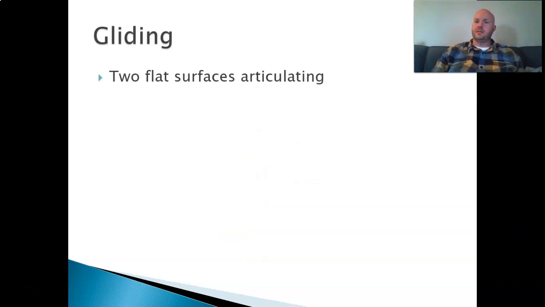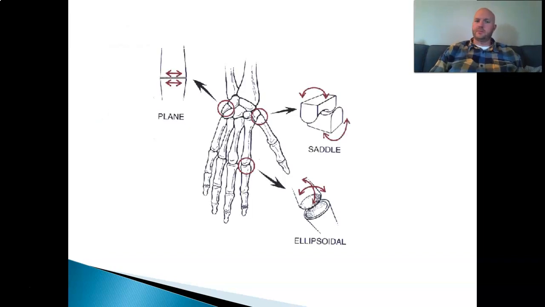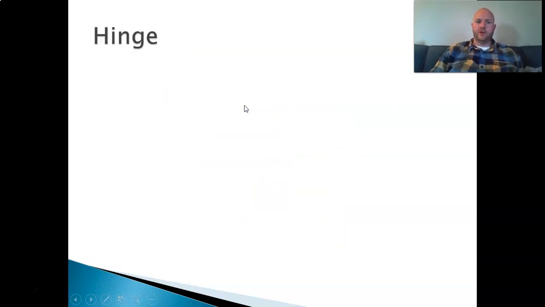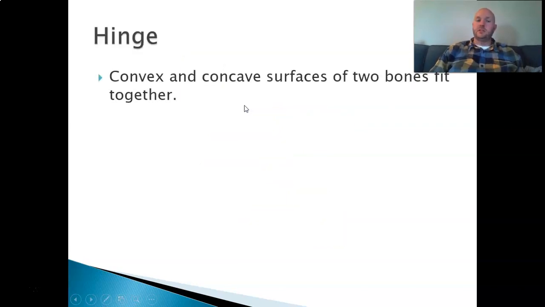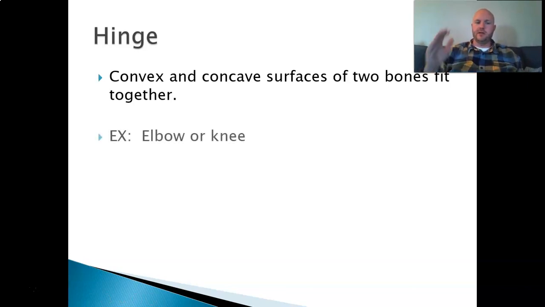Gliding is your wrist. It's two flat surfaces rubbing across each other. Some good motion out of that one. There you go. Those carpals. Hinge is a convex and a concave one, the two fit together. Only goes in and out, right? So no matter how many times you try to make your elbow go something different than in and out, it only goes in and out.